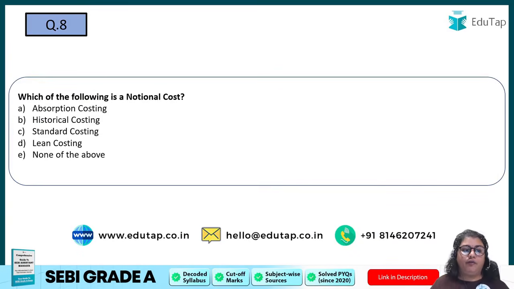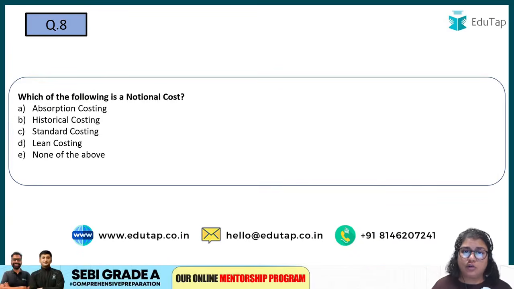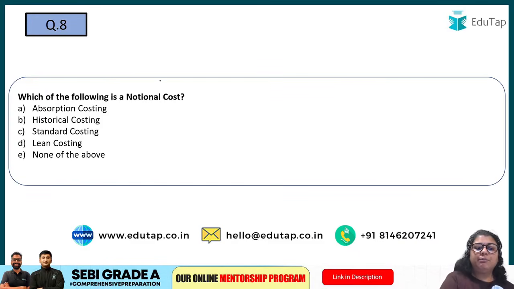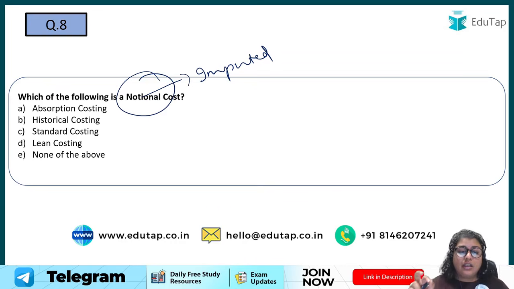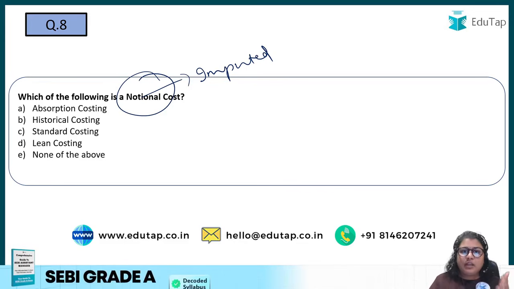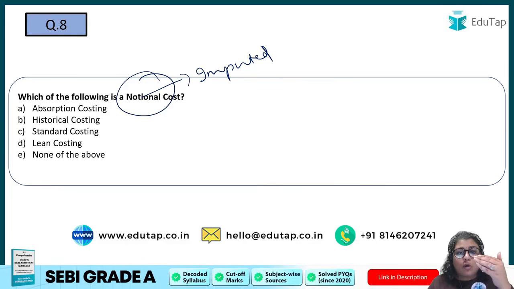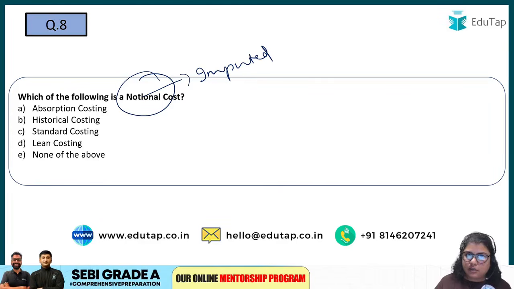Question number 8. Which of the following is a notional cost? Notional cost means imputed cost, or basically it means when there is no actual cash outflow or inflow. So basically when there is no cash outflow, then it is notional or imputed cost. So in absorption costing, we calculate the manufacturing expenses and then all those expenses are actually incurred. So it is not a notional cost.